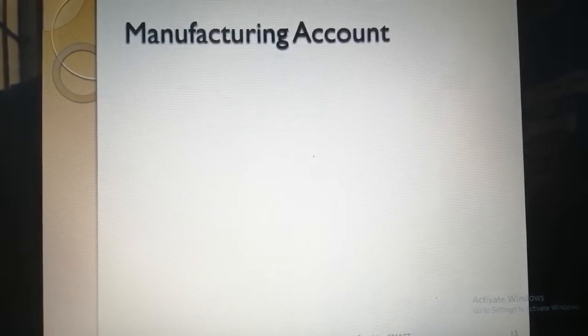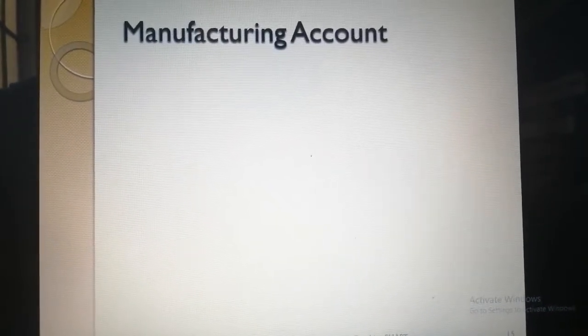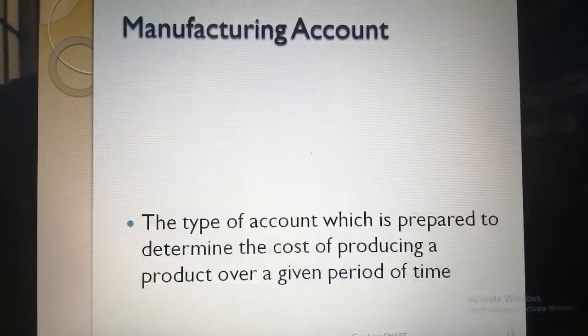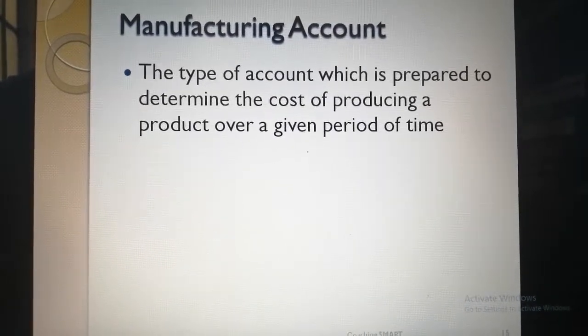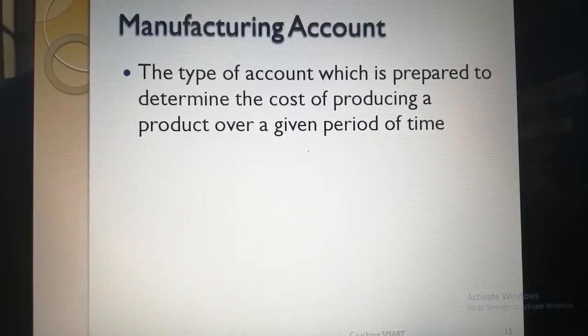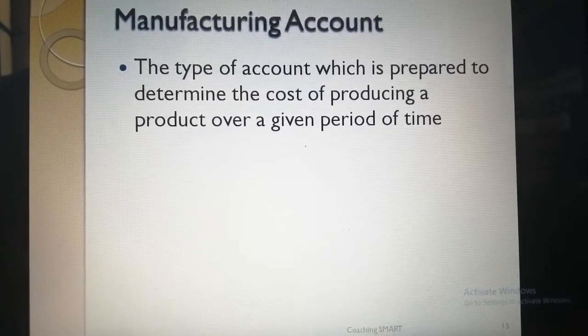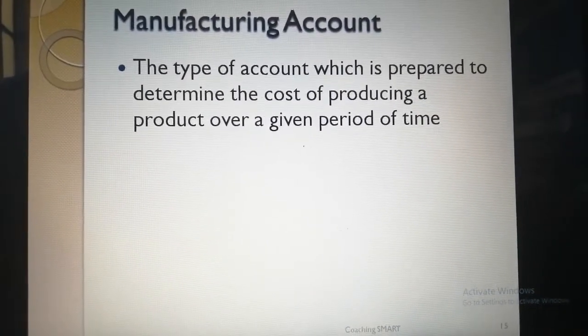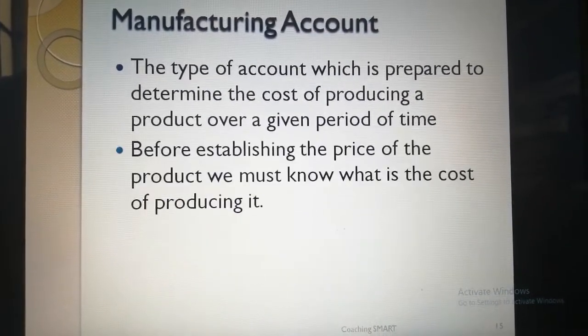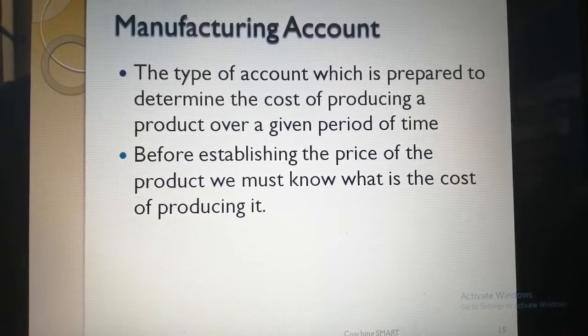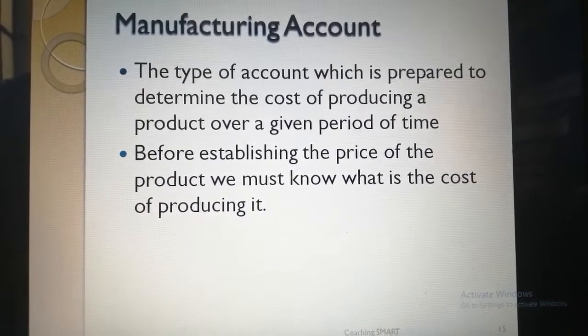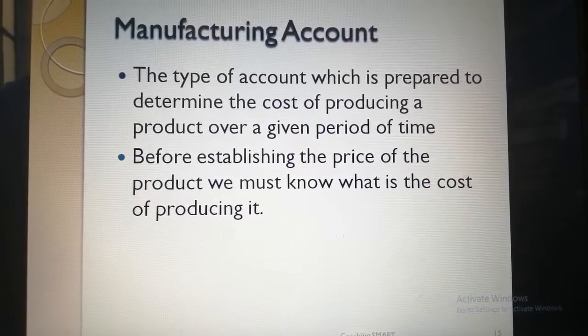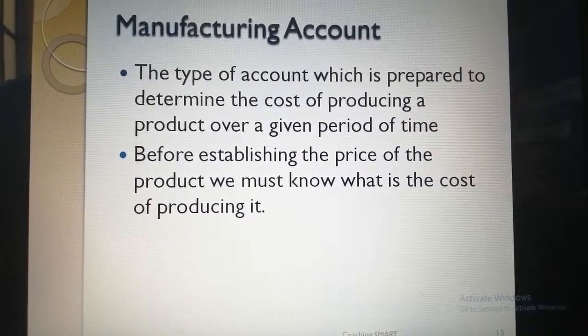Today we are having our discussion on manufacturing account. Now, manufacturing account is the type of account which is prepared to determine the cost of producing a product over a given period of time. Before establishing the price of the product, we must know what is the cost of producing it.